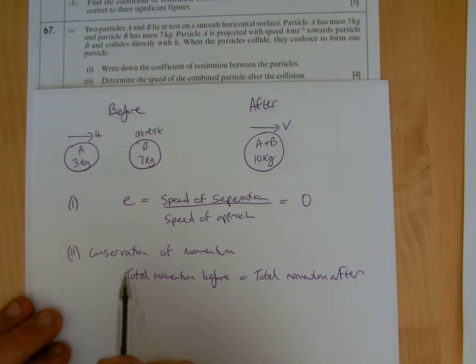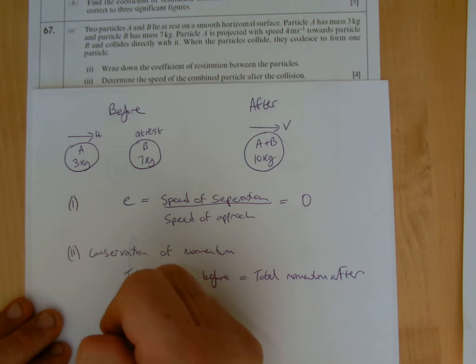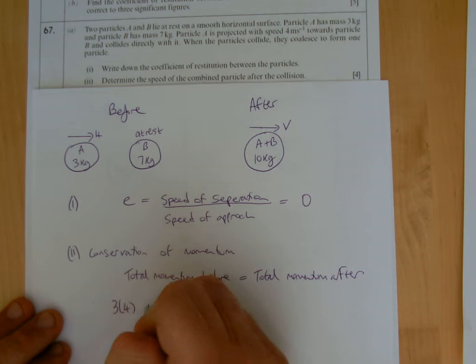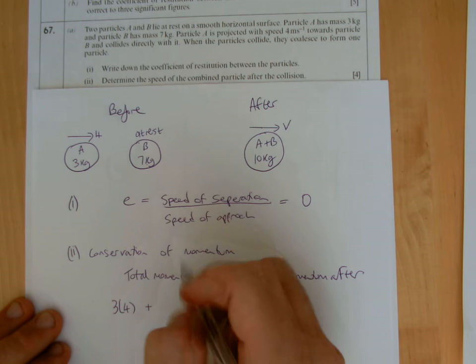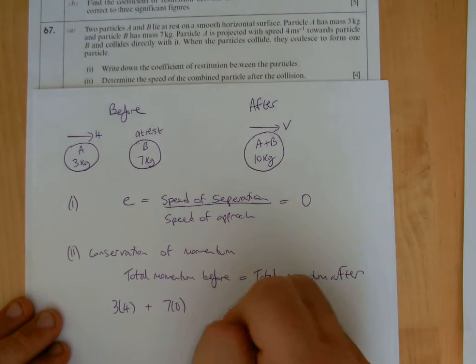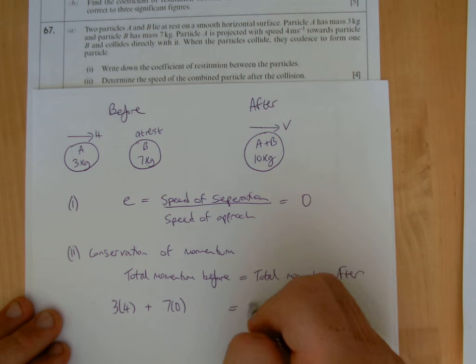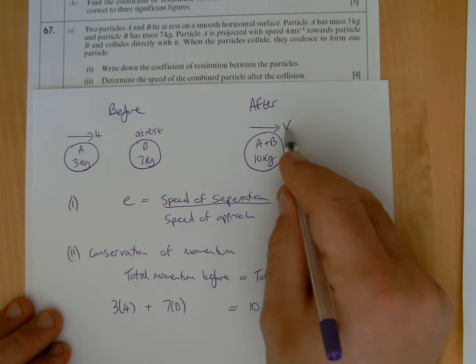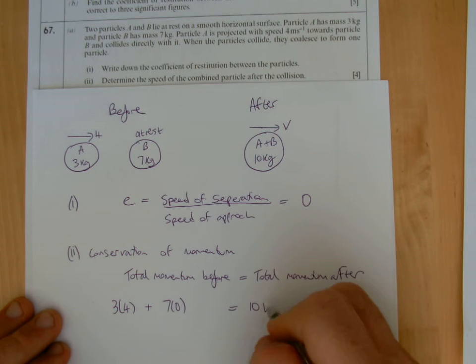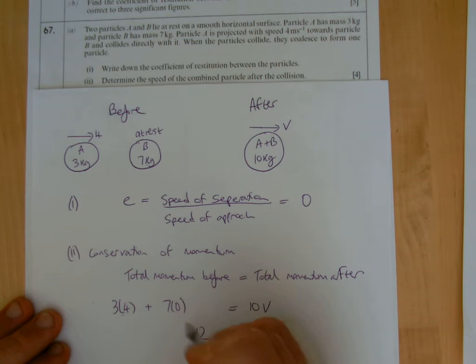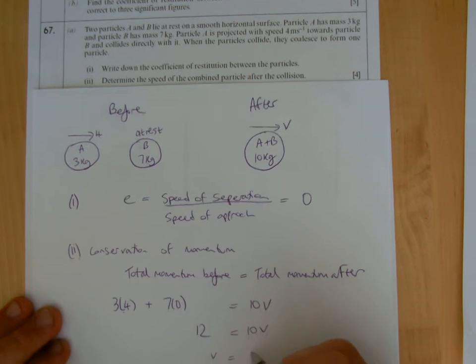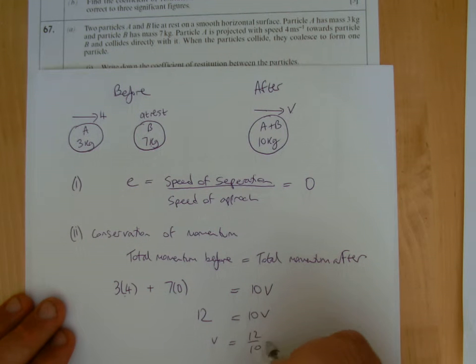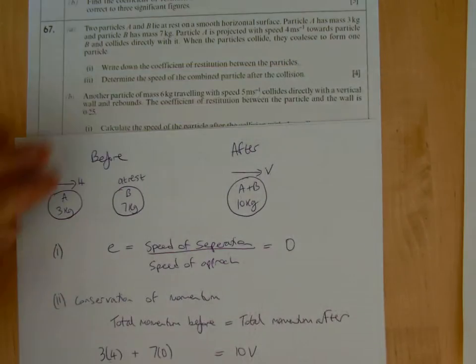So the total momentum before will be mass times velocity, 3 times 4, plus the mass times velocity there, so 7 times 0, and that will equal the combined masses, which is 10, times the combined speed, because they're going at the same speed, v. So that will be 12 plus 0 is 12, and that'll be 10v, so v will be 12 divided by 10, which is 1.2 meters per second.